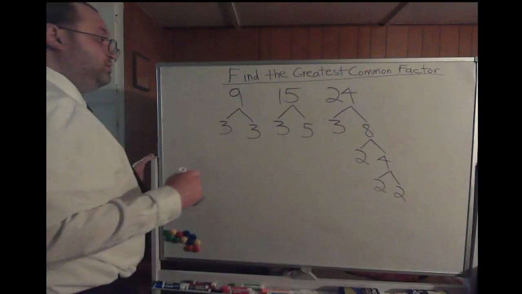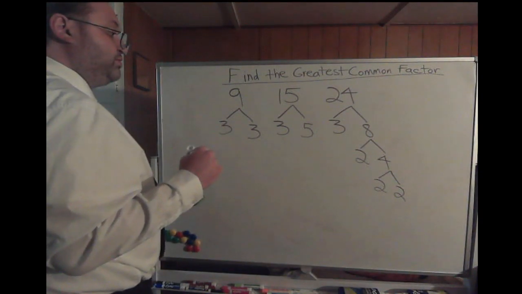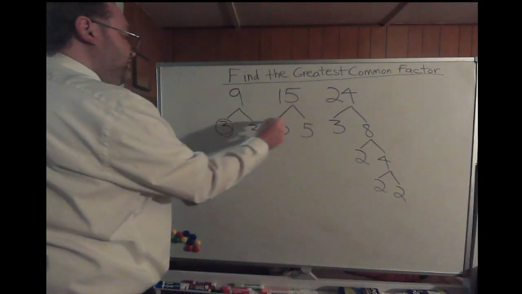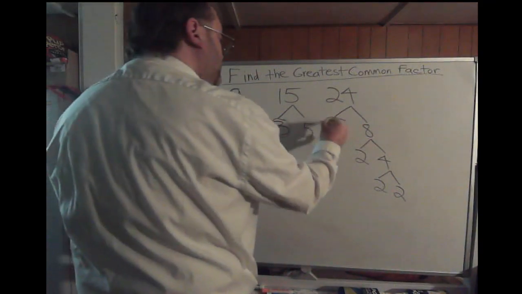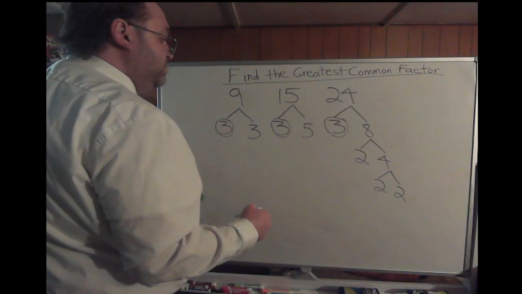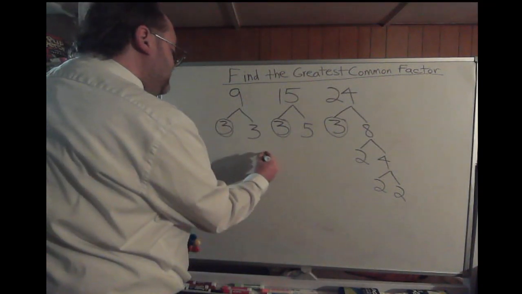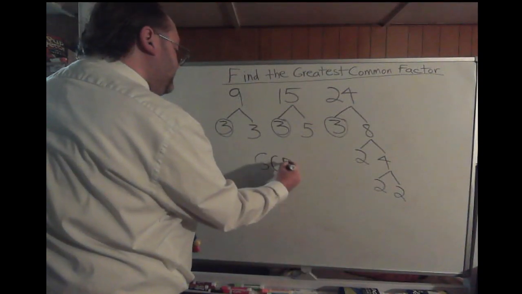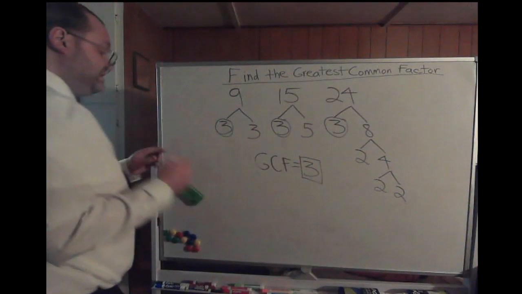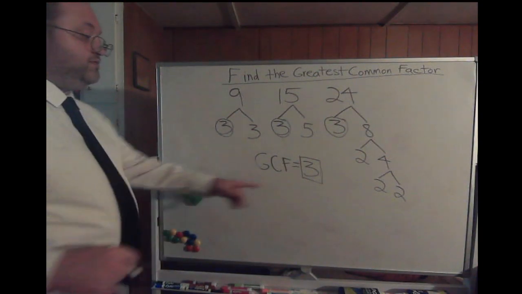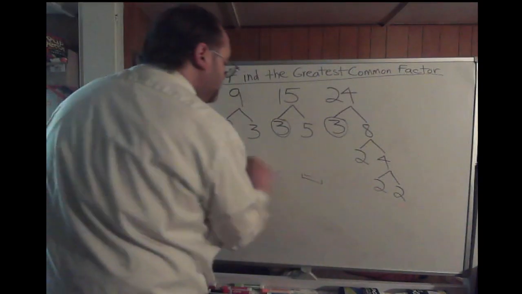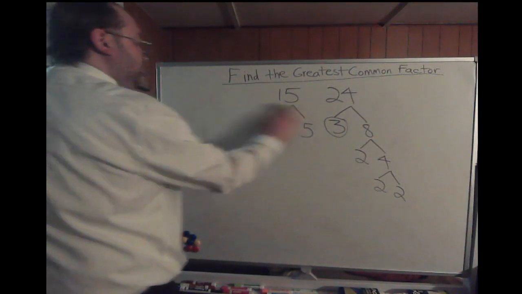Now, let's look for the numbers that all 3 have in common. They definitely all have a common 3. All 3 of them have a common 3. Do we have any other common numbers? No. So your greatest common factor for these 3 is going to be 3. So your greatest common factor of 9, 15, and 24 is 3. That's all they have in common. So that's how you would arrive at that result.